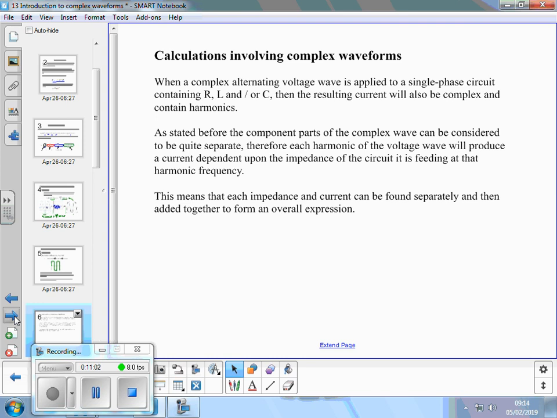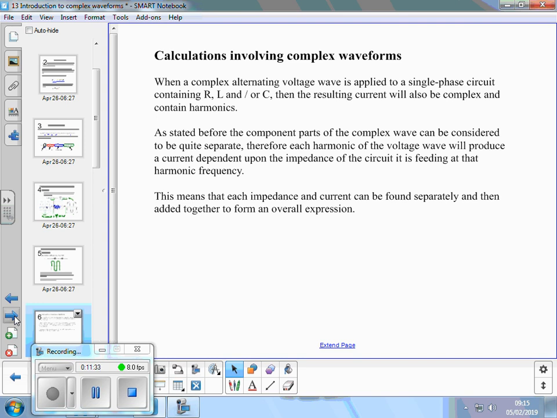So, calculations involving complex waveforms. When we have a complex alternating voltage wave applied to a single phase circuit that contains R, L and or C components, then the resultant current will also be complex and contain harmonics. So if you've got a complex voltage, you're going to have a complex current as well.